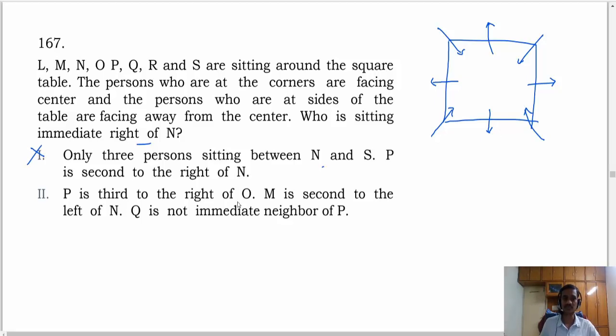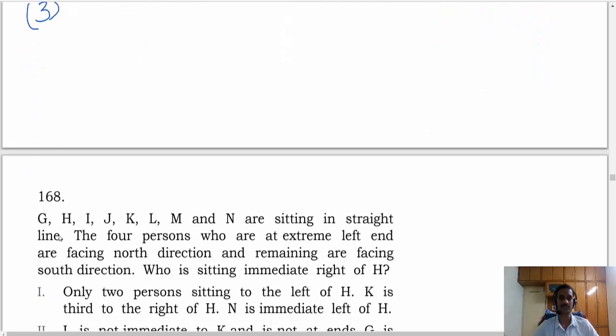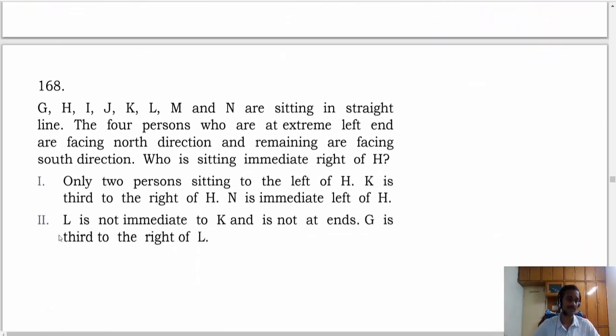In the second, P is third to the right of 1. M is seated second. Q is not in immediate. Here also we have no directions. Even combining the two, we do not get the direction, so by combining these two also you cannot determine. More than one possibility arises. Hence choice 3 is the answer. 167. Then 168.